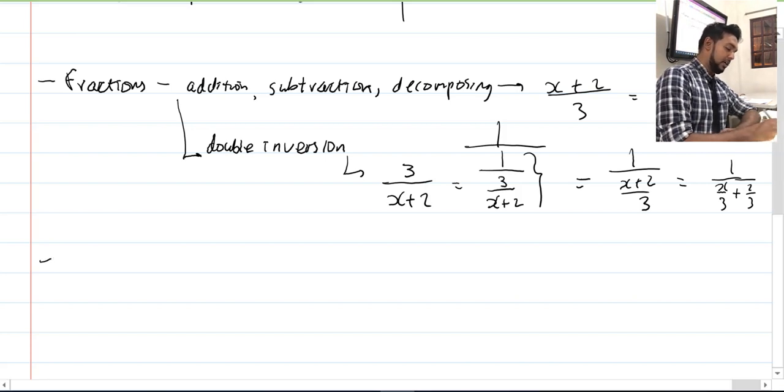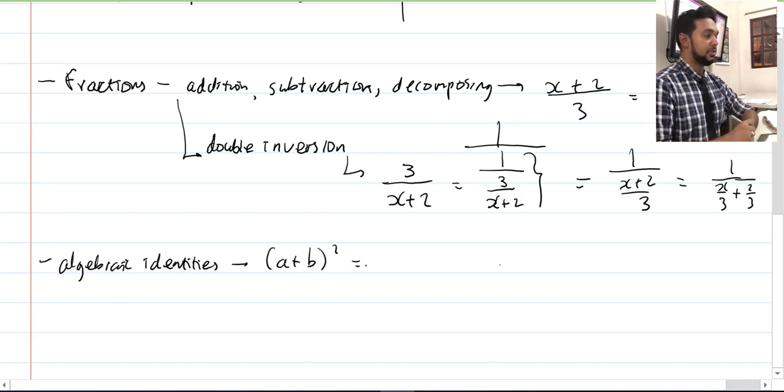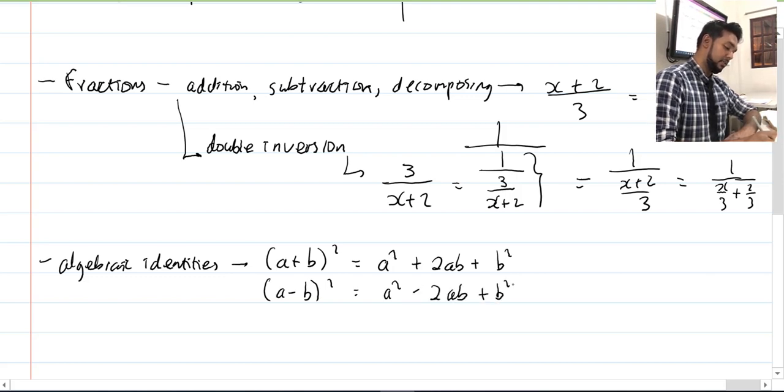Of course, we have algebraic identities, such as (a + b) all squared. So what's the expansion of that perfect square? a squared plus 2ab plus b squared. What about (a - b) all squared? That's a squared minus 2ab plus b squared.